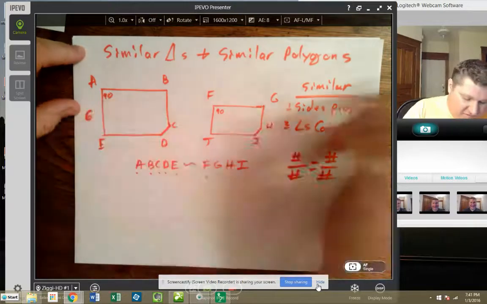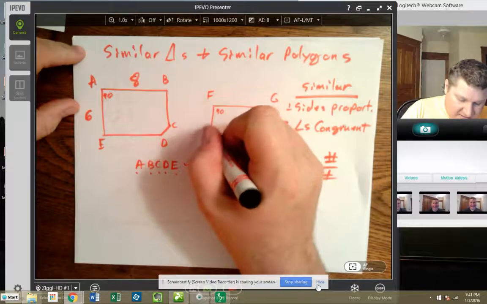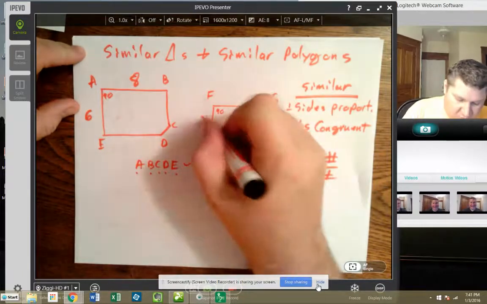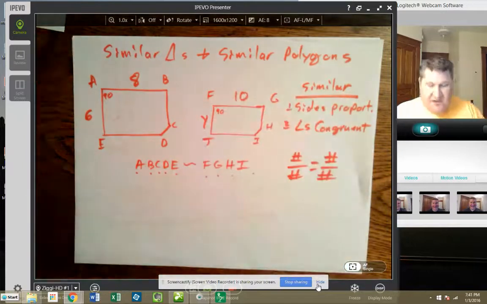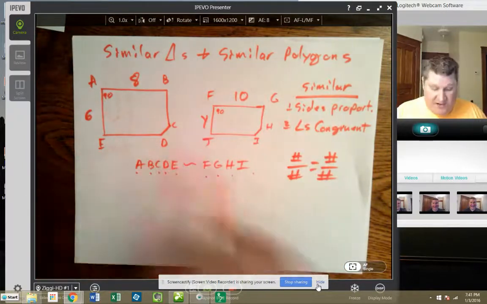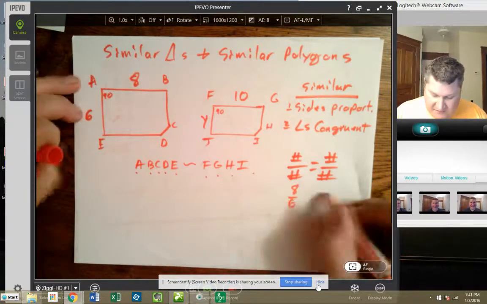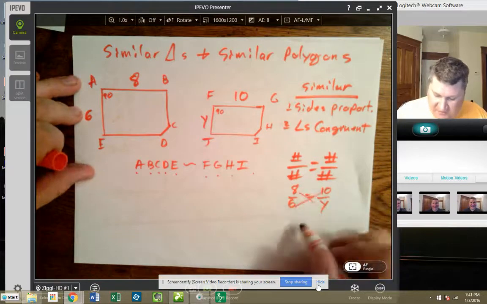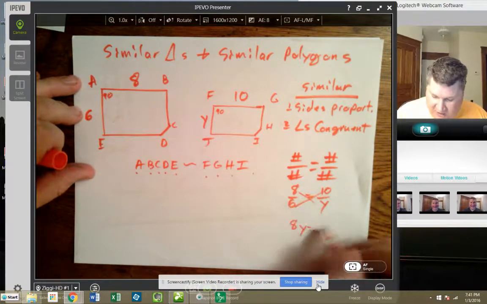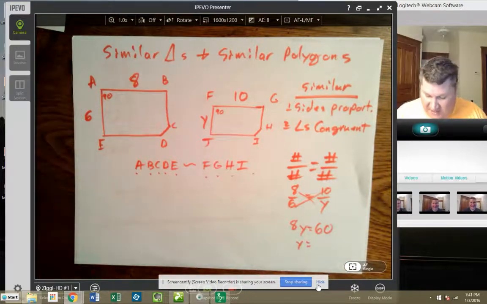If this is 6 and this is 8 and this is y and this is 10, you should be able to find y by using the proportions just like we did a little bit ago. 8 is to 6 as 10 is to y. Be able to cross multiply and find that. You have 8y equals 60. Y equals whatever 60 divided by 8 is.